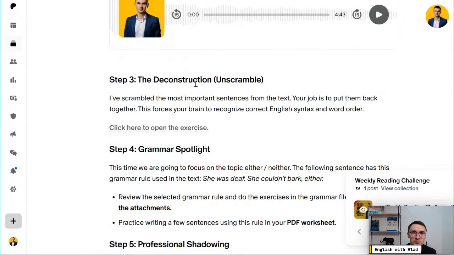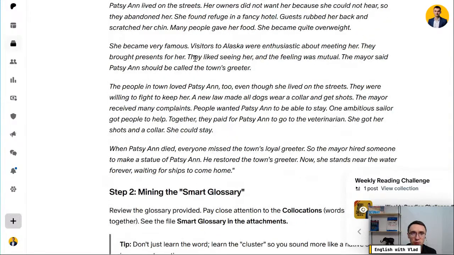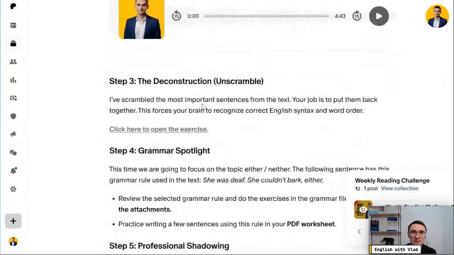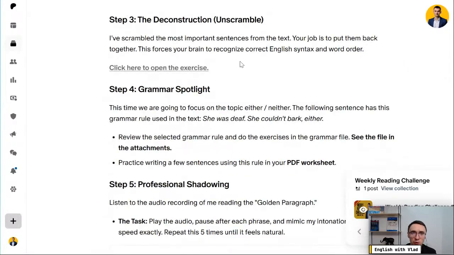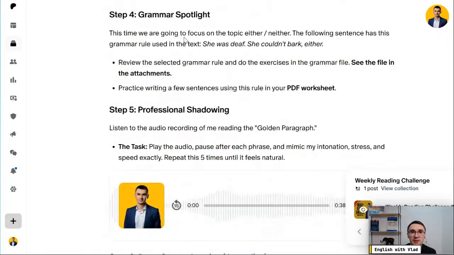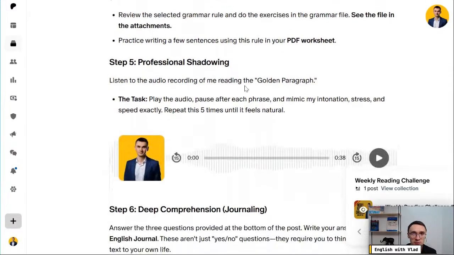And then we also have deconstructions, basically unscrambling sentences. I take a few very important sentences, grammatically important, vocabulary important, and you have to unscramble them. You have to put the words back in order. Then we select one very specific grammar topic from the text, and I make a deep dive on that topic. You have a PDF and a worksheet as well.